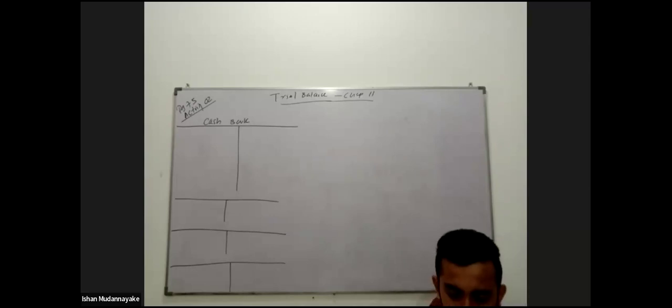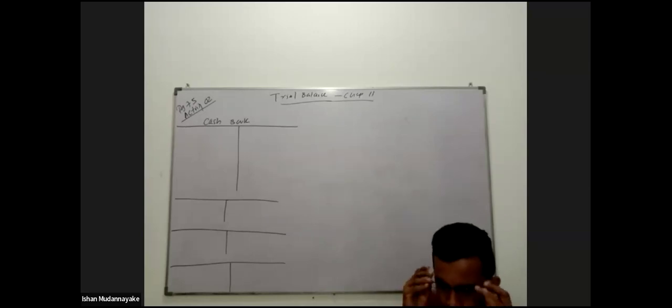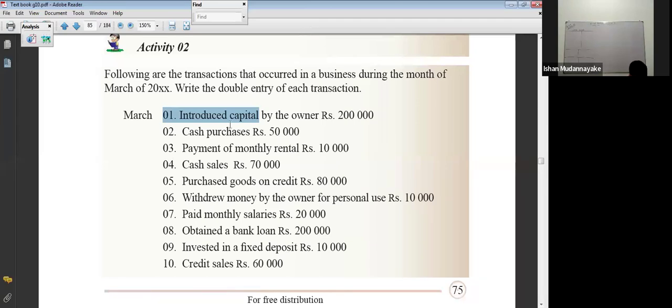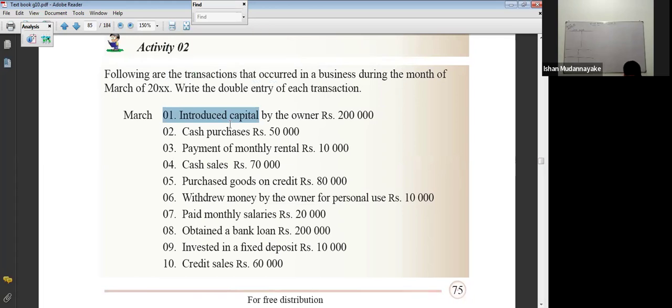I will explain only a few transactions, but that part you can do at home. Then transaction number 1. Look at transaction number 1. Following are the transactions that occurred in a business during the month of March 2024. Write the double entry for... no, I need not write the double entry here. We will prepare ledger accounts.